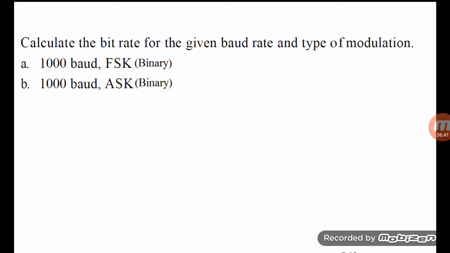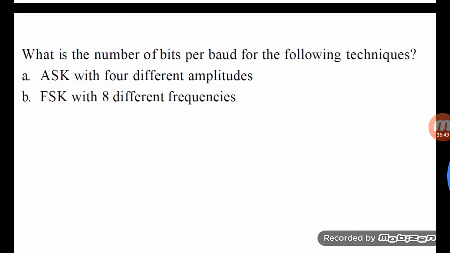What is the number of bits per baud for the following techniques? Now, part A. ASK with 4 different amplitudes. What is the meaning of this? ASK with 4 different amplitudes. There are 4 combinations, like 0 0, 0 1, 1 0, 1 1. Exactly. So what he's saying here is ASK with 4 different amplitudes. What does it mean? That in this case we are using 2 bits at a time.